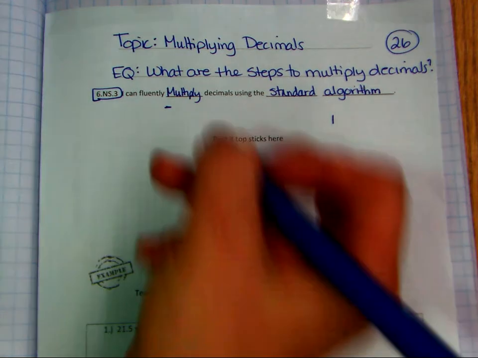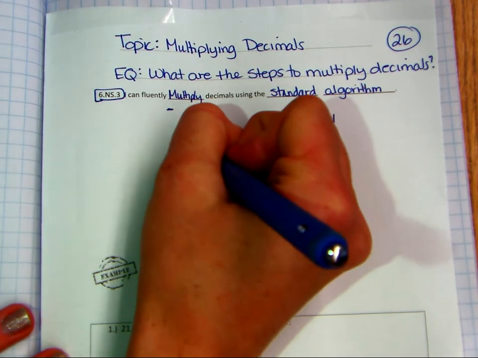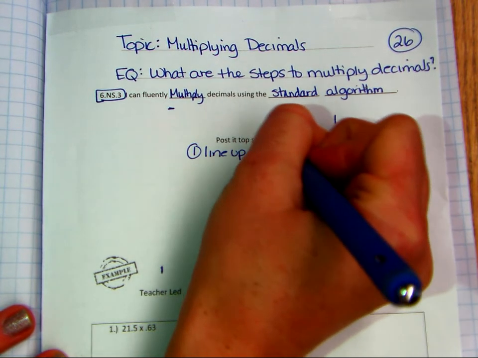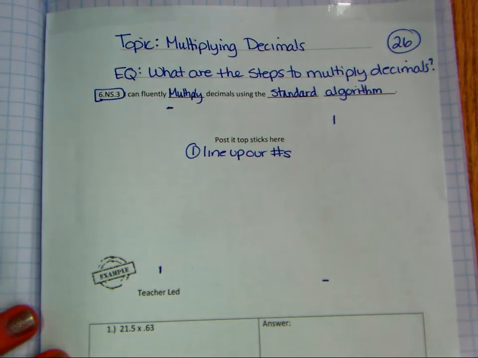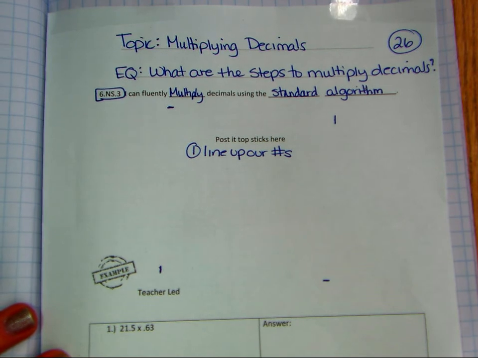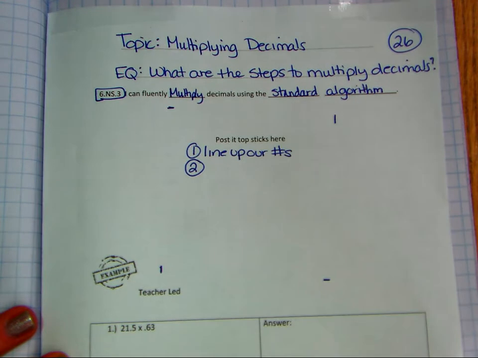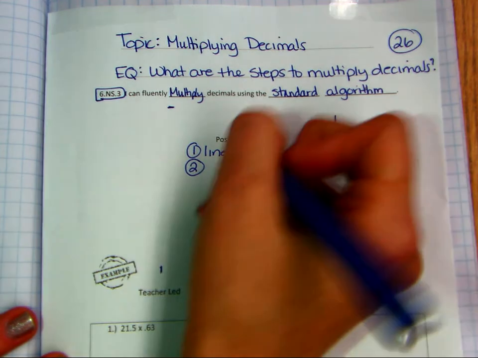So the first thing we're going to remember to do is line up our numbers. I'm abbreviating numbers with what might look like to you the hashtag symbol, but the hashtag symbol is actually the number sign. So that is an abbreviation for number. So we line up our numbers. Then, once we're done lining up our numbers and we make it look like a nice, pretty multiplication problem with all those numbers lined up vertically, then we're going to multiply.